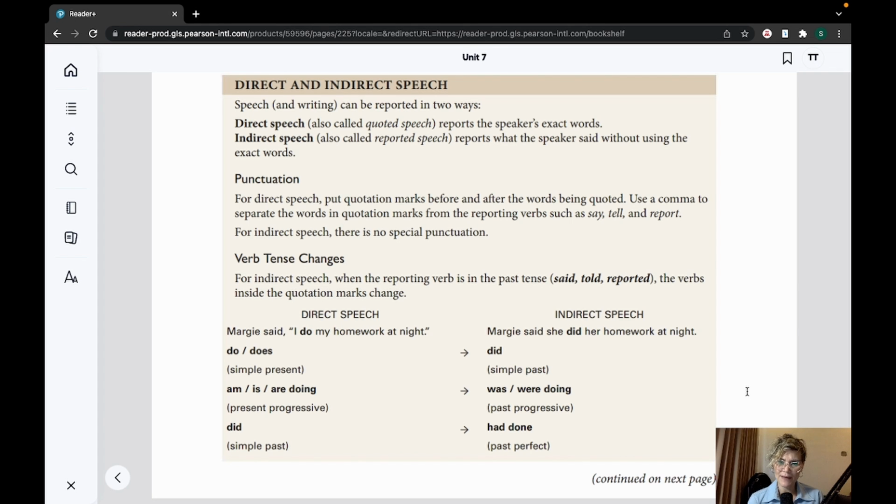When it's the simple past, it changes to the past perfect. Because it's already in the past. How can you do the past to the past? Then it becomes past perfect. So did will become had done.